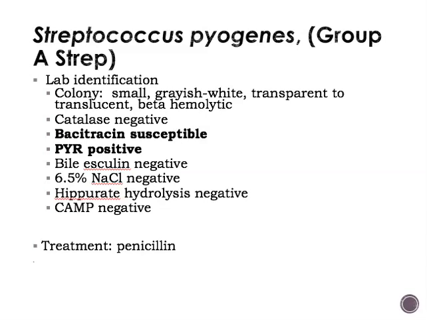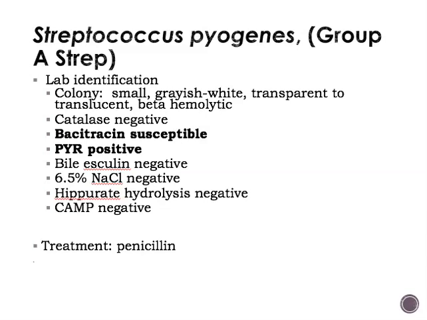It's bacitracin susceptible. So bacitracin is a drug, and that drug gets impregnated into little pieces of filter paper, like little discs made of filter paper. Sometimes it gets called the A disc. Most other beta hemolytic streps are bacitracin resistant, so this is one way that we can identify group A strep. It's also PYR positive.